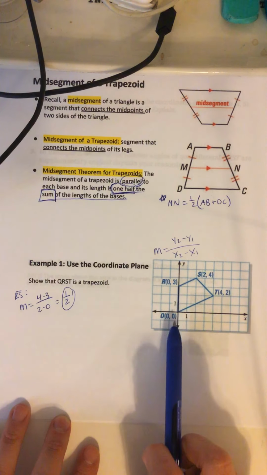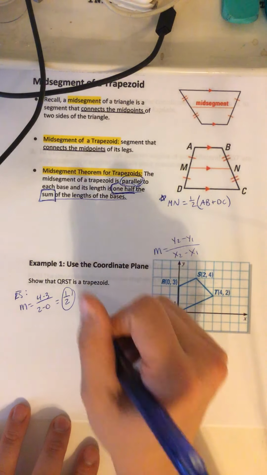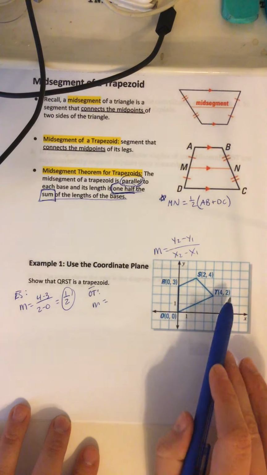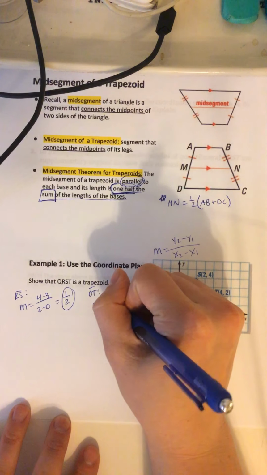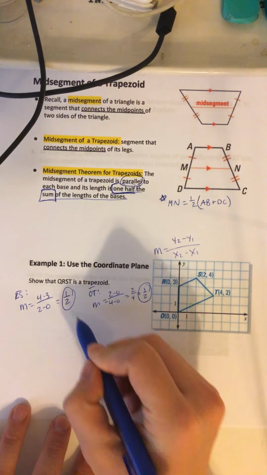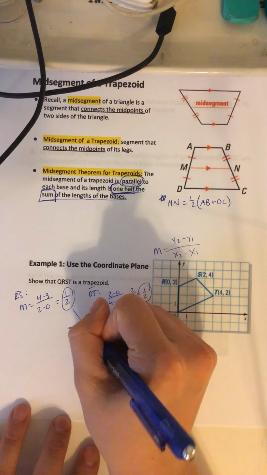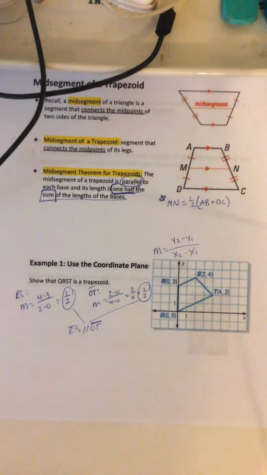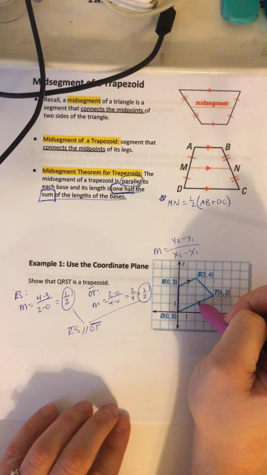So let's go ahead and do the same thing down here for OT, because I know just by looking at it, those are going to be my parallel sides. I can do that the slope is 2 minus 0 over 4 minus 0, which is just 2 over 4, which indeed is 1/2. And we know, since these are the same slope, that RS is parallel to OT. So I have my parallel sides now. I have my parallel bases.